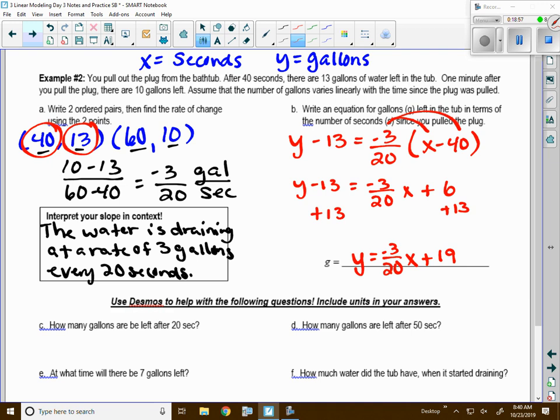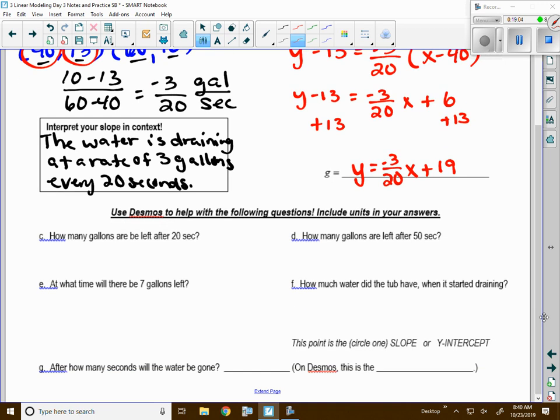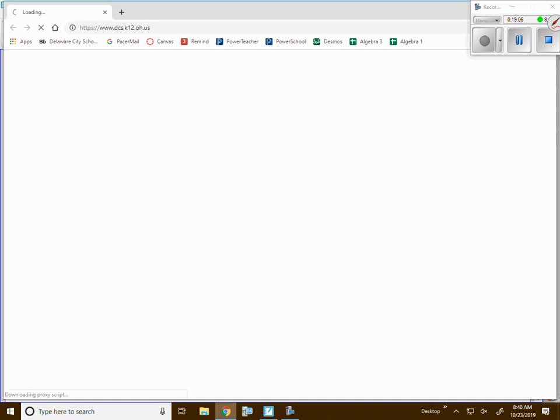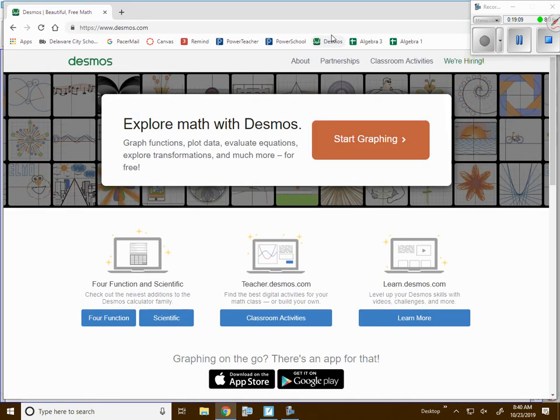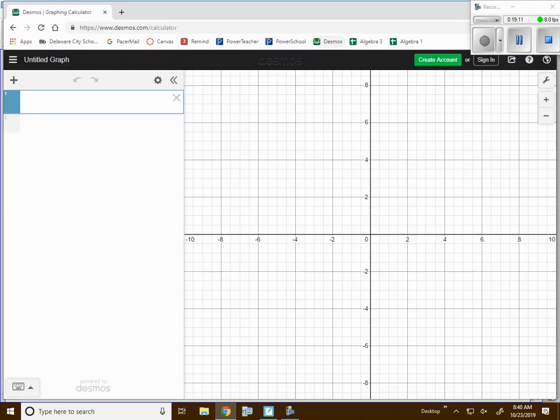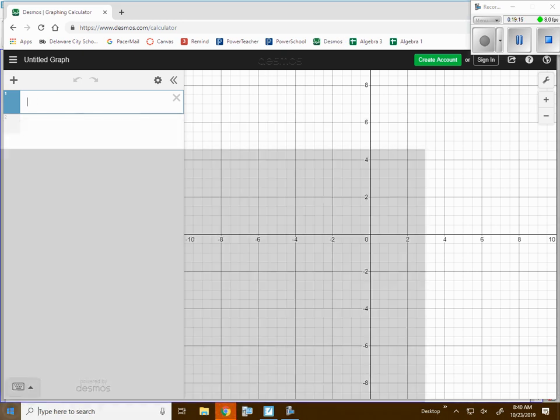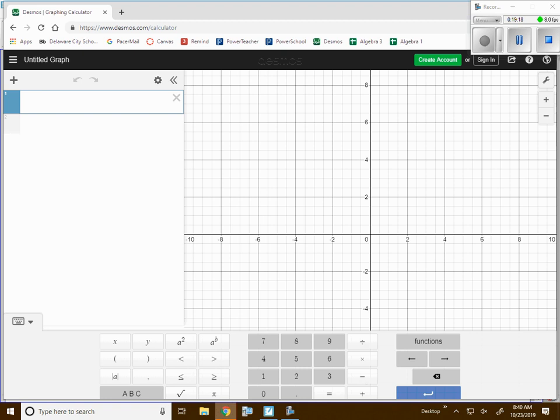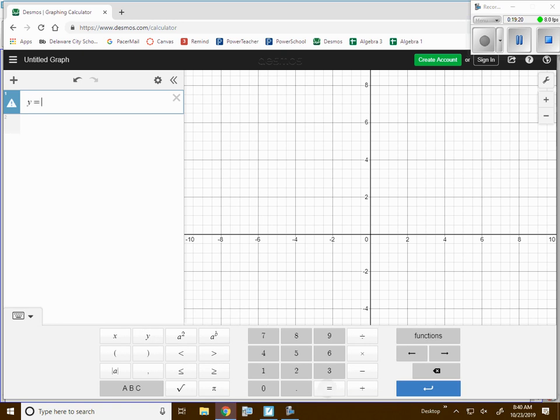All right, it says use Desmos to help with the following questions. Include units in your answers. I'm going to go ahead and pull up Desmos so you don't need to worry about it. All right, so we're putting in our equation. Y equals -3 divided by 20. And we got it at 19 gallons to start.